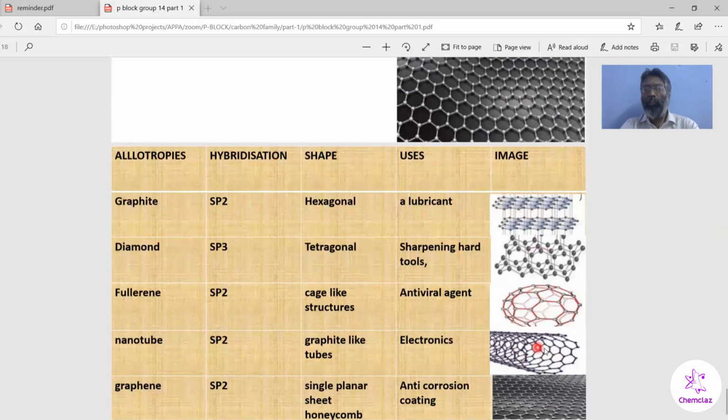So this one is a tube-like structure. This one is a cage-like structure. Here also you can see the hexagonal arrangement of carbon. So 1, 2, 3, 4. Out of 5, 4 allotropies have a hexagonal arrangement. Graphene: sp2, single planar sheet, honeycomb structure. It is used as an anti-corrosion coating, and also used in medicine.